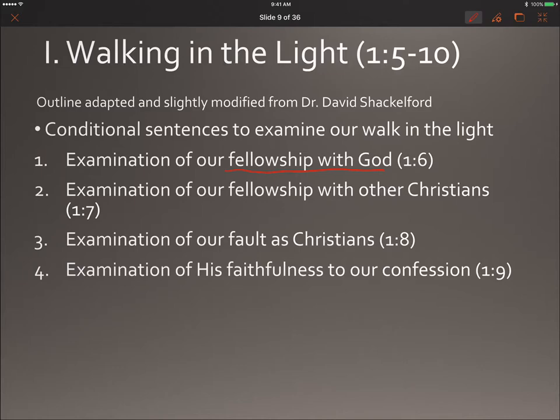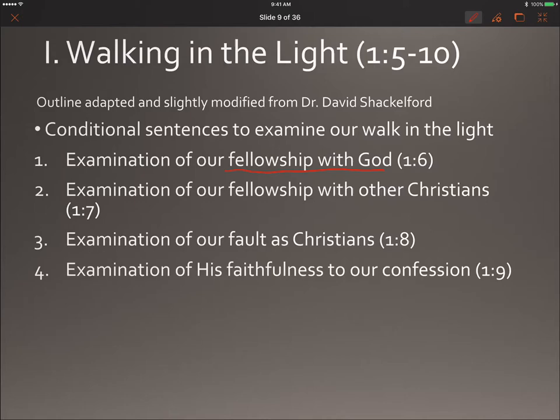Our relationship with God is important, and we want to be mindful that walking with God is walking in the light. You have this dichotomy here that John often alludes to. He does it in his gospel, that dichotomy between light and darkness.